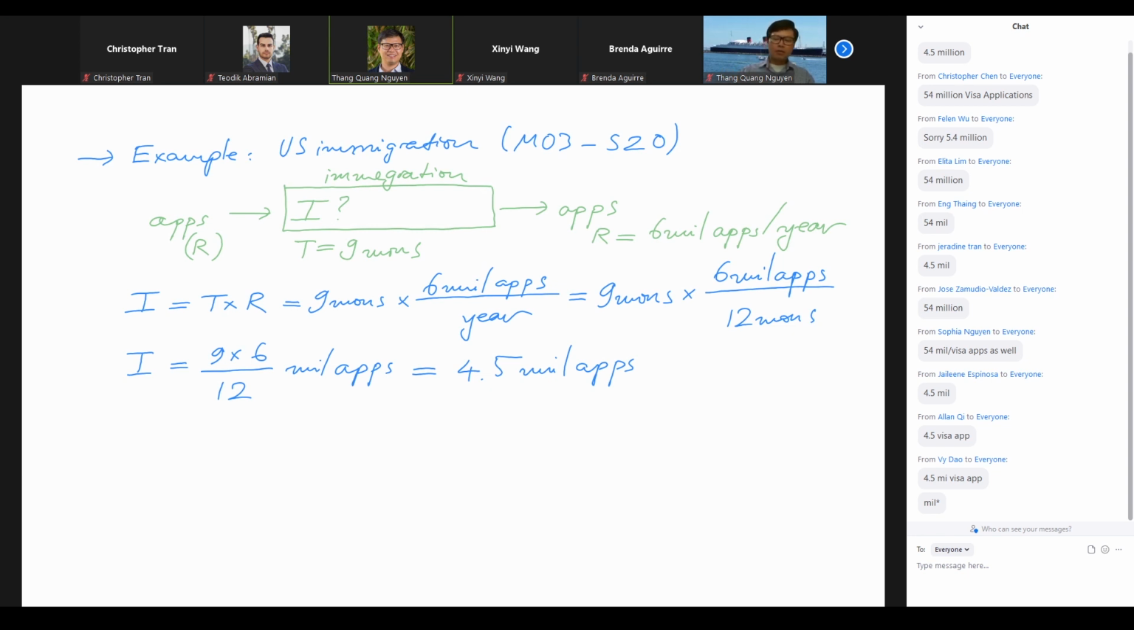The 9 months here, remember, it is an average number. Some applications take more than 9 months. Some applications take less than 9 months. But here we talk about the average of 9 months. And the 4.5 is also an average. On a particular day, we might have 4.5, another day 4.6, another day 4.4. But on average, it's going to be 4.5 million applications on our desk to be processed.